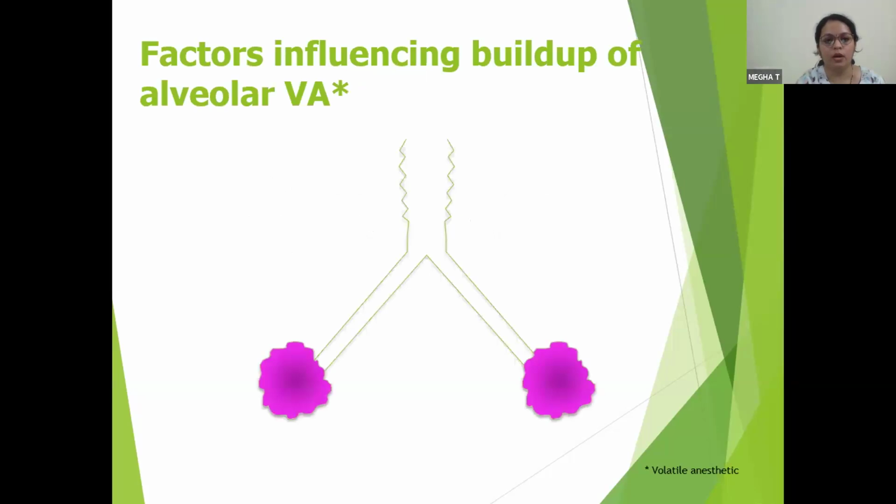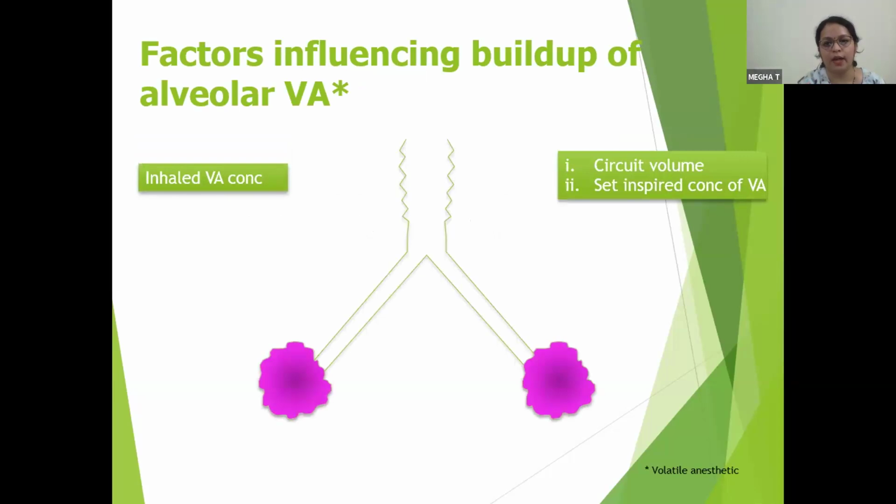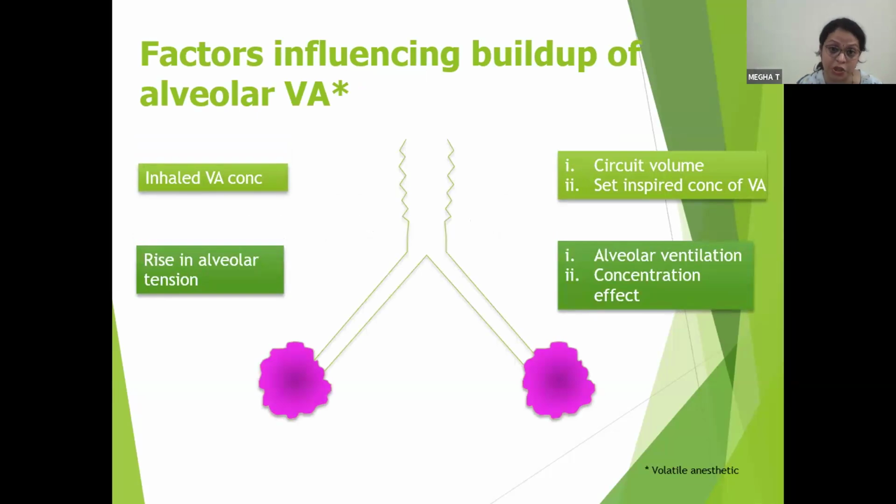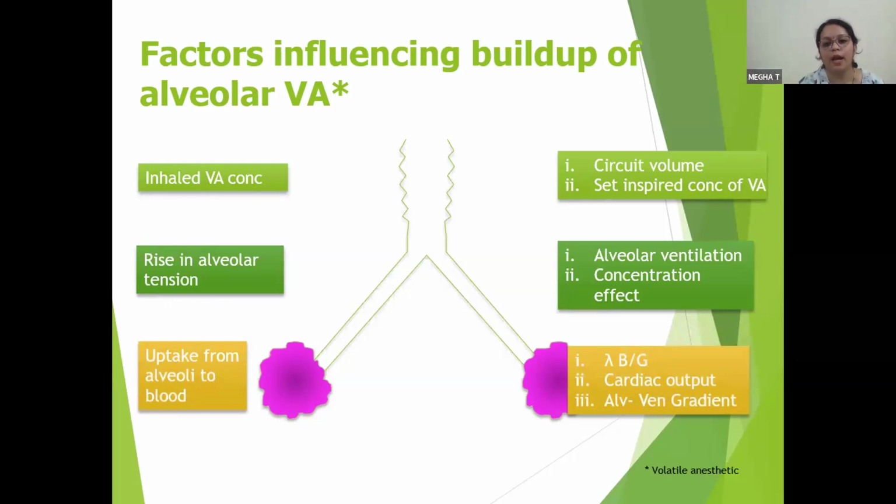As we all know, there are factors influencing the buildup of alveolar concentration: alveolar ventilation and inhaled concentration, that is circuit volume. The more the circuit volume, the more time it takes. Then the set inspired concentration, then the rise in alveolar tension. Then alveolar ventilation and the concentration effect. Concentration effect is with respect to nitrous oxide. That is, the more the nitrous oxide, the more will be the uptake of the volatile anesthetic. And uptake from the blood depends on the blood gas coefficient. The higher the blood gas coefficient, the lesser will be the uptake. Also cardiac output and alveolar venous gradient.